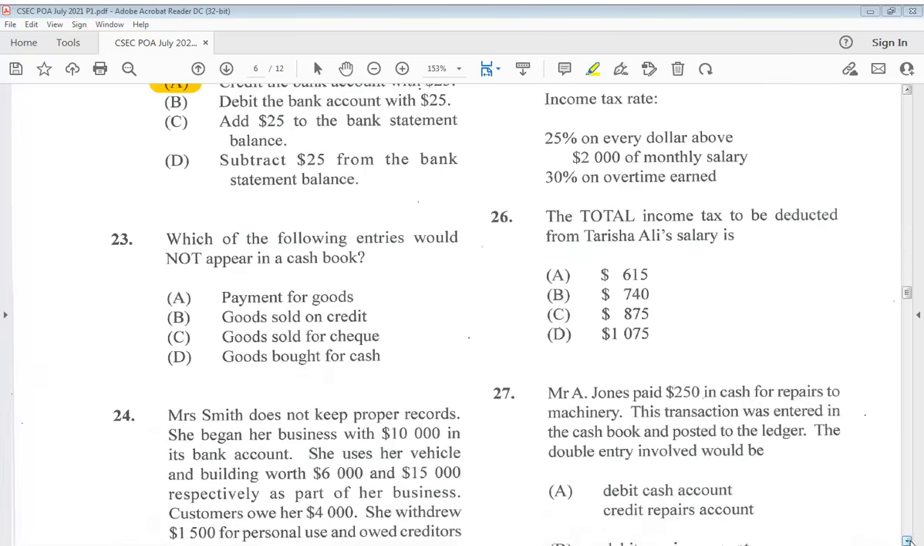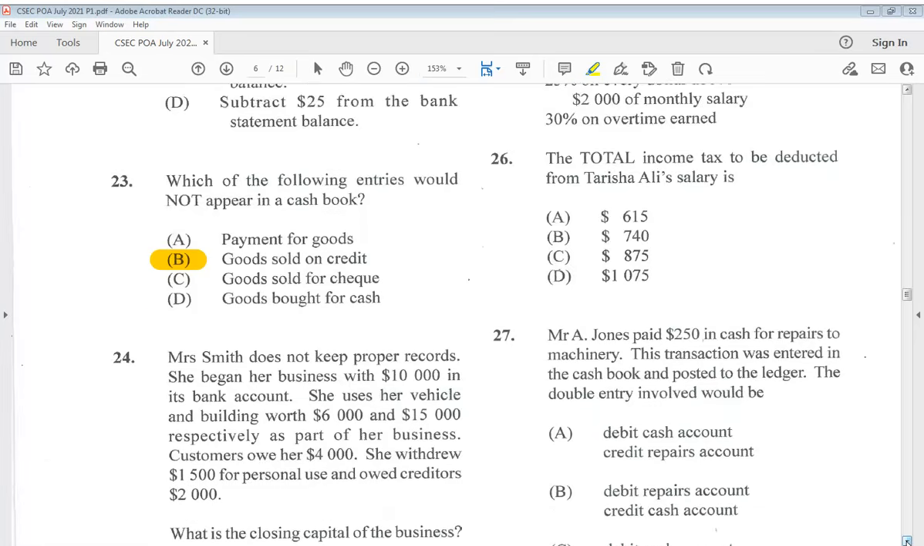23 says, which of the following entries would not appear in a cash book? So we know it would be B, goods sold on credit. Let's go to number 24.